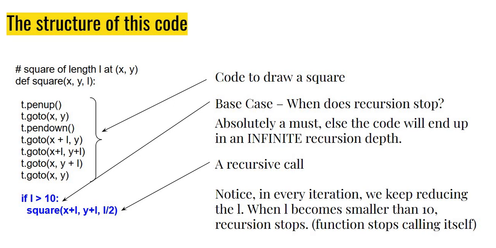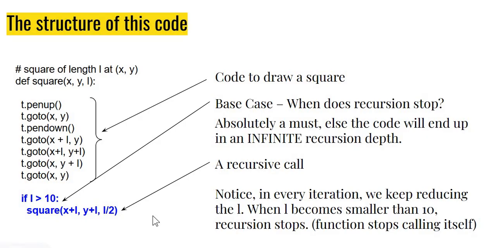This code is structured in a way that there is a part of the code which draws the square. Then there is this thing called the base case. Now base case is the stopping case where the recursion stops. And this is absolutely a must in a recursive program. Now let's say I did not have this L greater than 10. Well, in that case, I've created an infinite loop where the function is calling itself infinitely, even though L is becoming smaller and smaller.